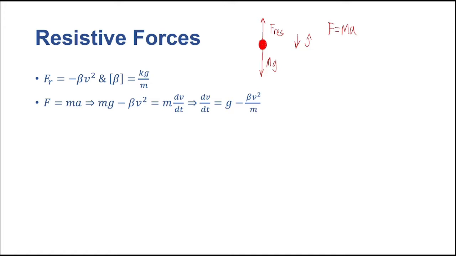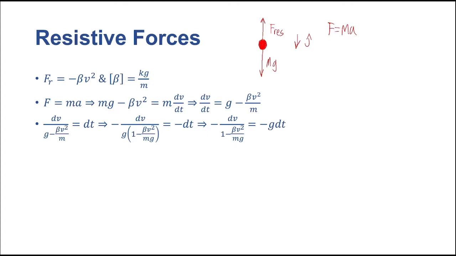So for this, we are going to want to rearrange this so that it's a little bit better for us. We are going to divide everything by g minus bv squared over m, and then multiply everything by dt. So we get dv over g minus beta v squared over m is equal to dt. Now we're also going to take a g out of this denominator, and multiply everything by -1. So we get negative dv over g times 1 minus beta v squared over mg is equal to negative dt.